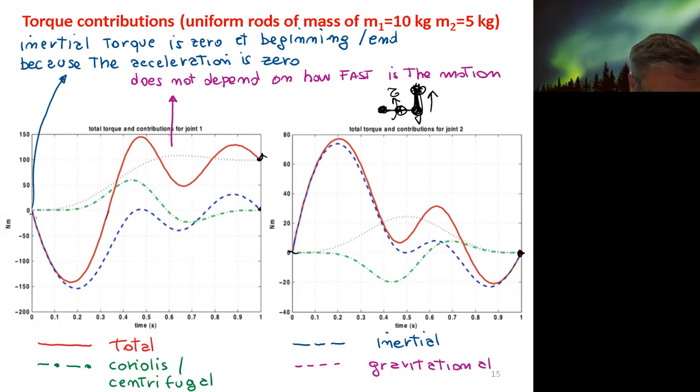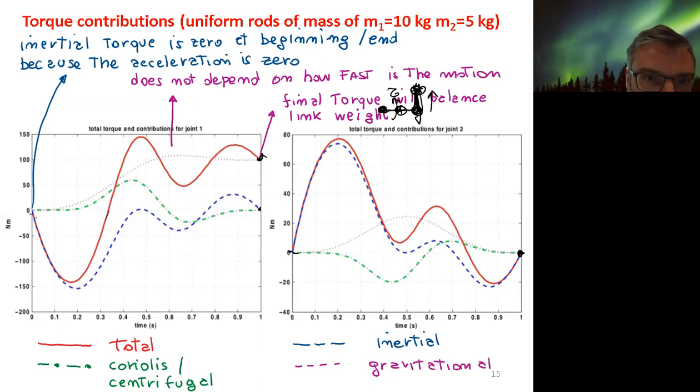And blue are the inertial, and the Coriolis and centrifugal are green, and because of velocity 0 at the beginning and at the end, they are going to 0 at the beginning and at the end. And at the beginning, you can see that the main contribution to the torque is due to the inertial torque, because the velocity is very small and the system is accelerating a lot at the beginning while the velocity is still low.